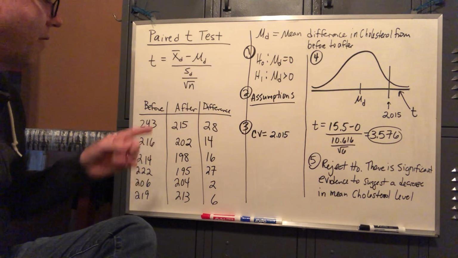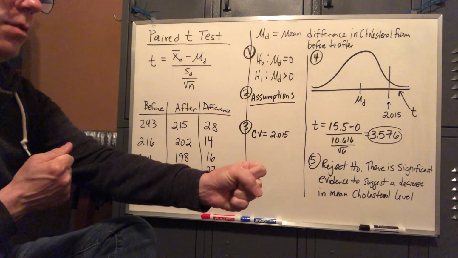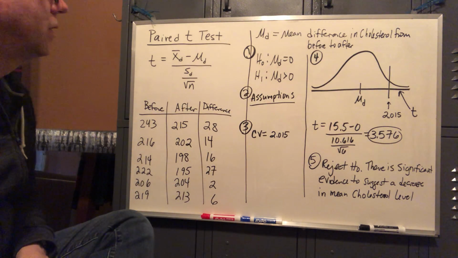Now, if I would have had after minus before, they all would have been negative, and our test would have been the other direction, but the answer would have been the same. So let's keep that in mind.